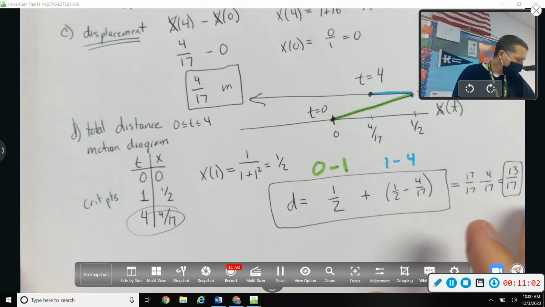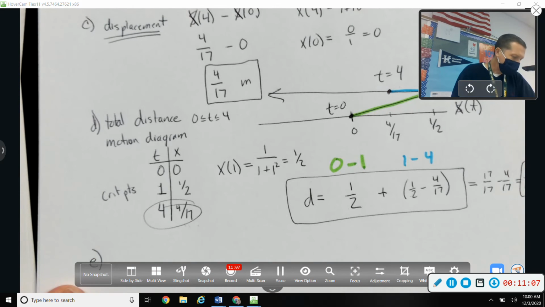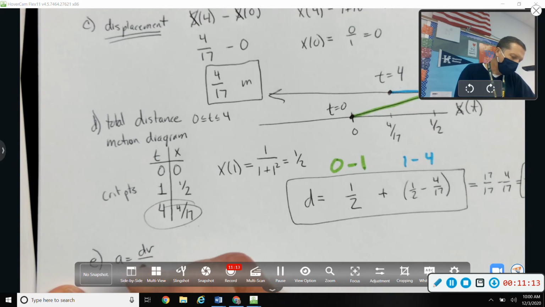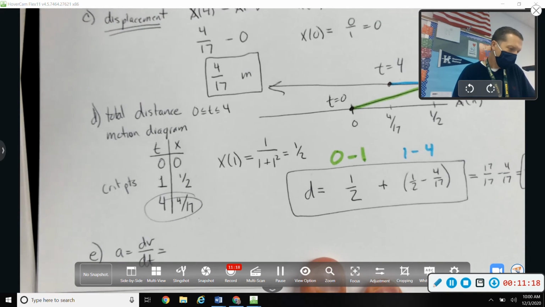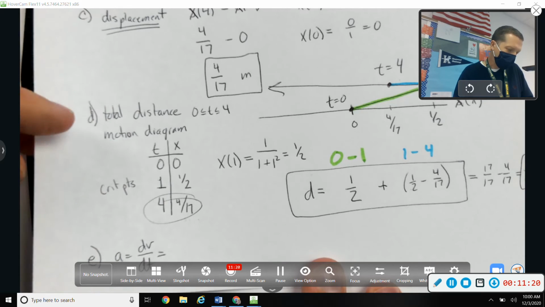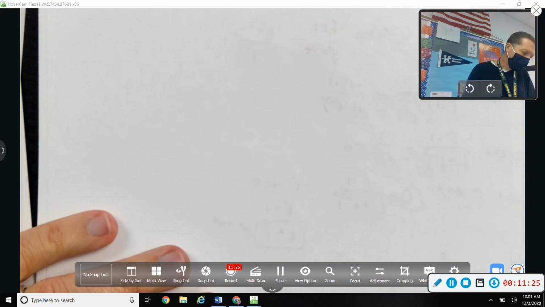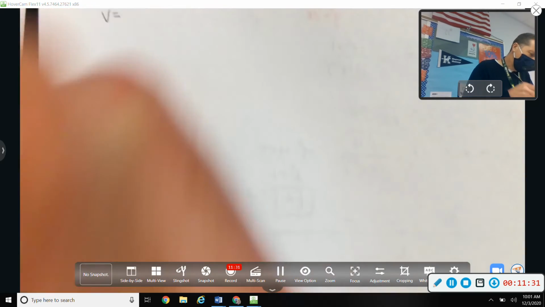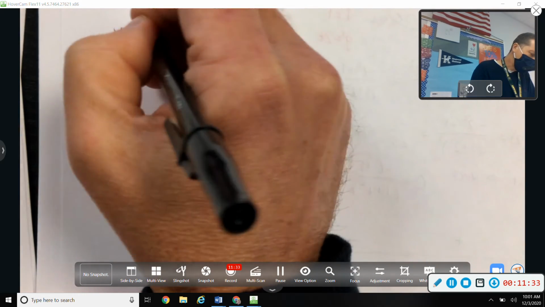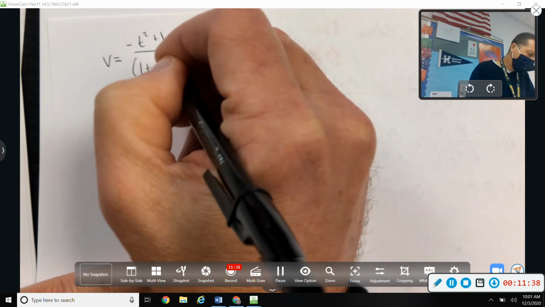Part E, find the acceleration of the particle at time t and at t equals 3 seconds. Acceleration is the derivative of velocity. So I've got to go, let's see, just flip the page over and start fresh here. Velocity was negative t squared plus 1 over 1 plus t squared, squared.